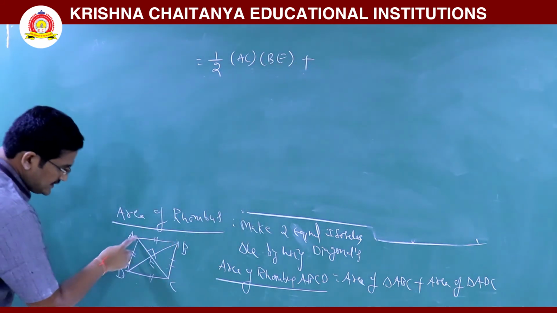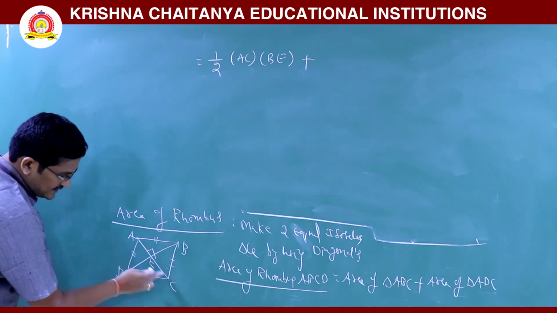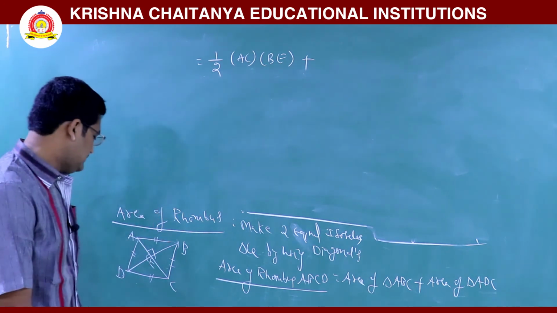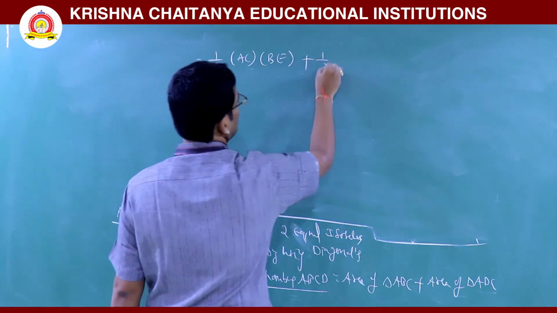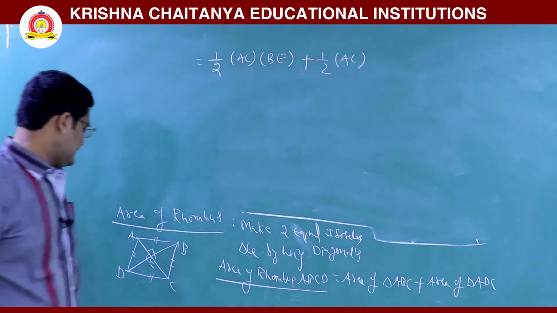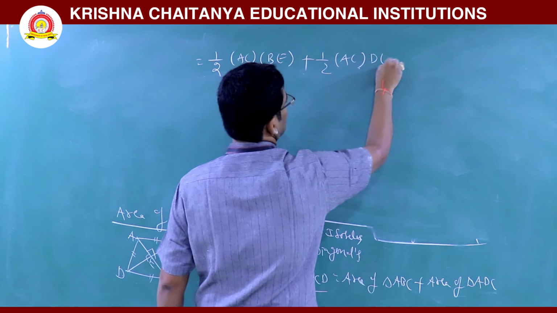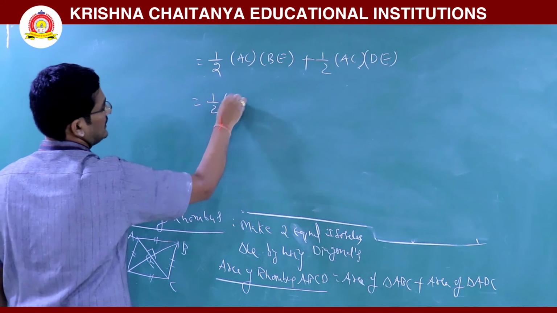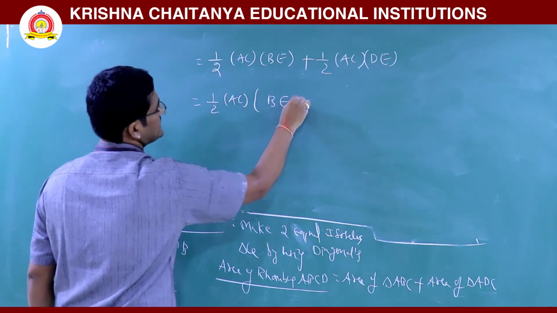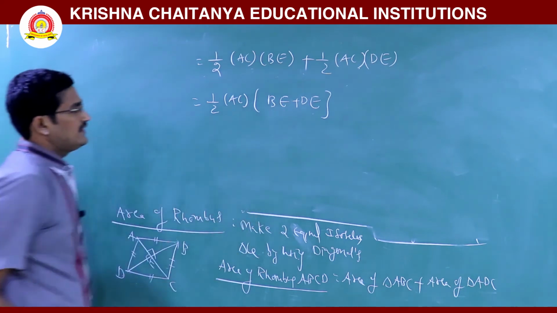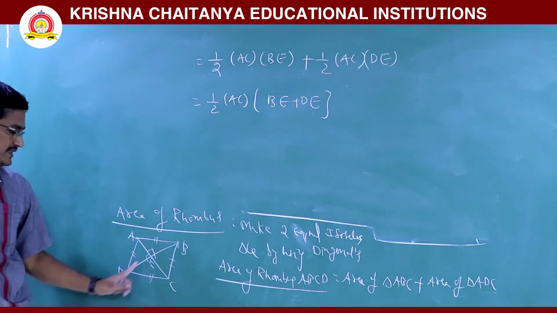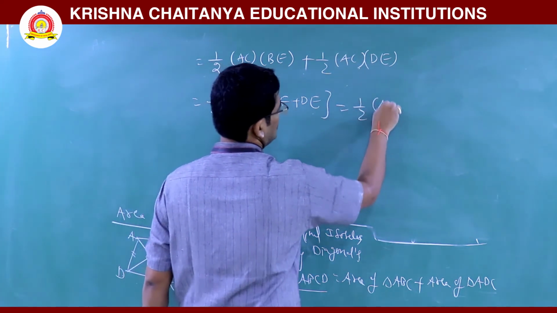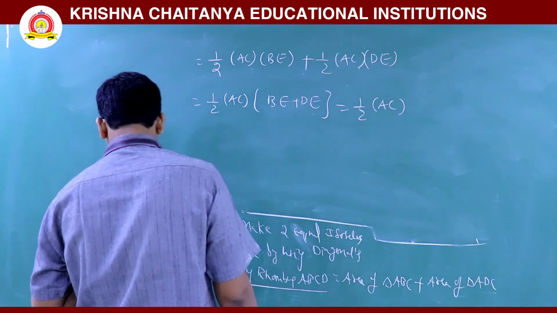Next, area of triangle ADC, you need this one. I am taking this one as base, and automatically this is the altitude, the height, DE. So half into AC into DE. What is common here? Half AC is common. Then what is there? BE plus DE. Just look at the figure. What is BE plus DE? It is nothing but BD, the other diagonal. So we write half into AC into BD.